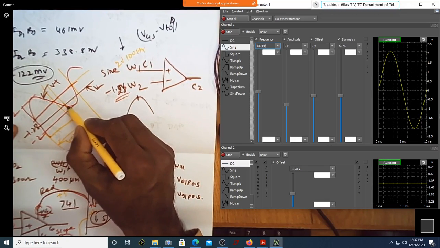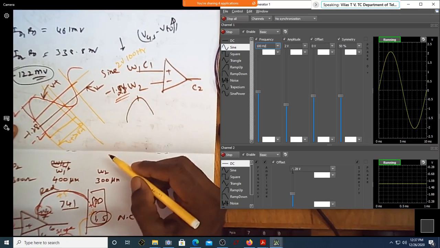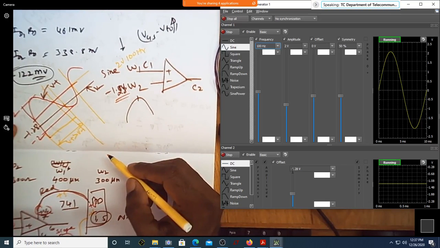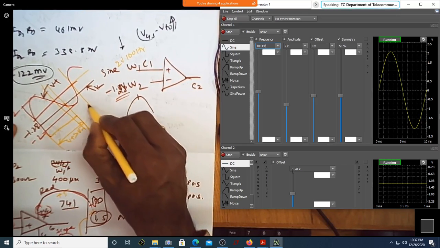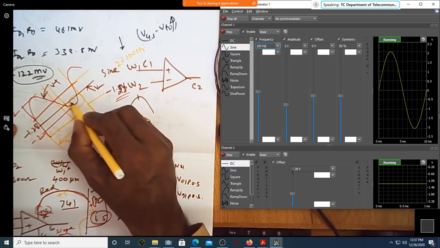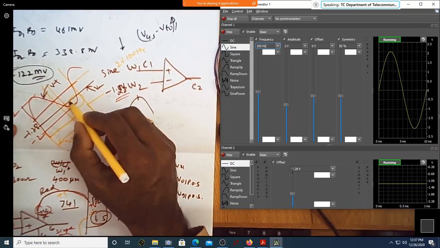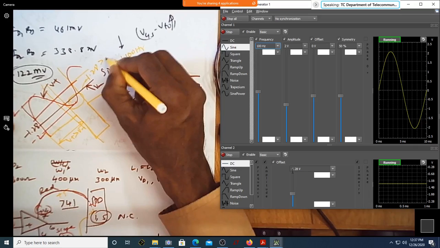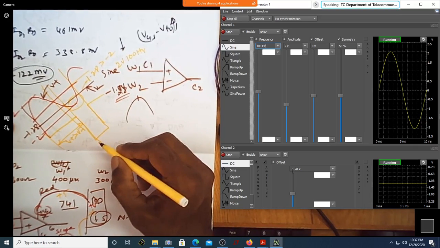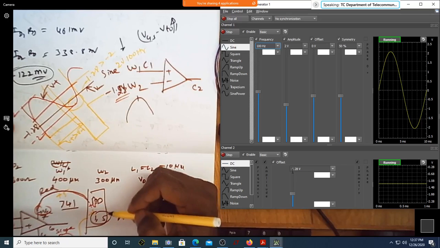Whenever your V minus is greater than V plus, you get minus V sat. That is why you get a square wave. So as long as you are in this region where V minus is greater than V plus, here minus 1.28 is greater than minus 2. So that's why it is minus V sat.